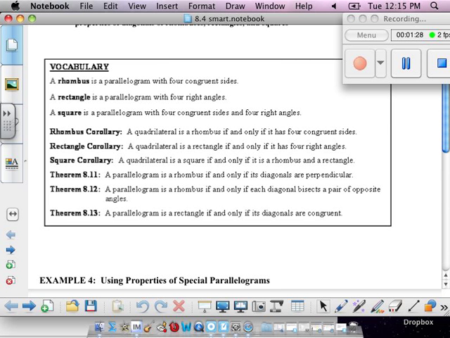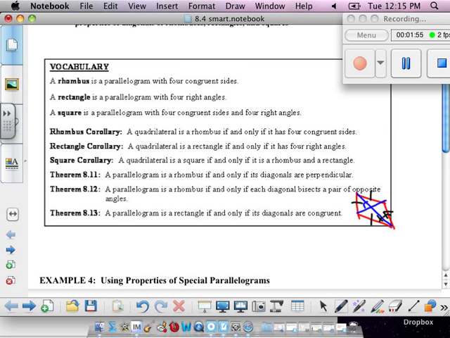So that means if we draw a rhombus, we know all 4 sides are the same length. We also know that its diagonals meet at 90 degrees. And we know that the diagonals cut each angle in half. So all the angles are cut in half.